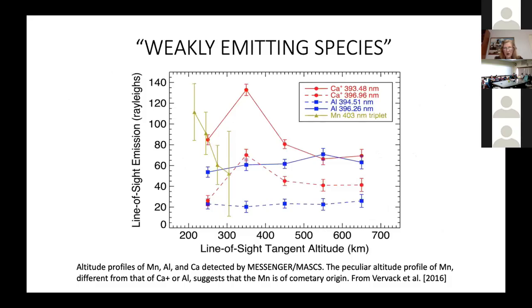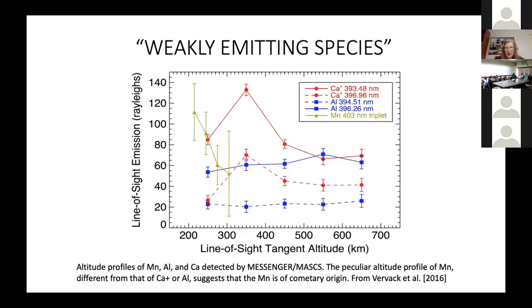So we also saw what we call weakly emitting species. We actually looked for aluminum and iron from the Keck, and we saw them, but not every year. And people thought, well, maybe we just didn't have the sensitivity or something. But it turns out we don't see these species every year from orbit either. And we think that these species might actually be also correlated with Comet Encke.